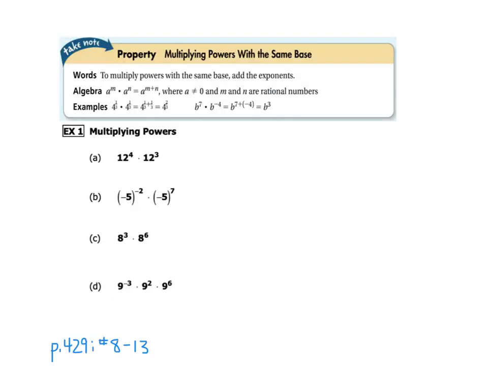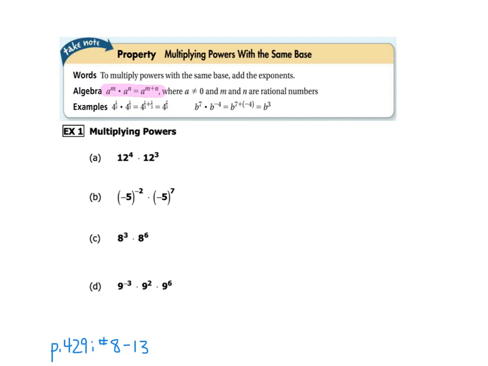Okay, let's use our new product rule, and we're going to simplify some expressions. You'll notice here at the bottom of the page that I've written that this goes along with page 429, numbers 8 through 13. So after we do these examples, you'll be able to do those problems from your homework. Let's point out this rule again because it's really important here. a to the m times a to the n power equals a to the m plus n. Notice that a is the base. You have to have the same base in order to get this rule to work. If you don't, you can't use it.